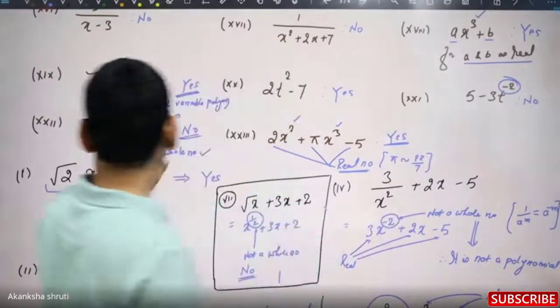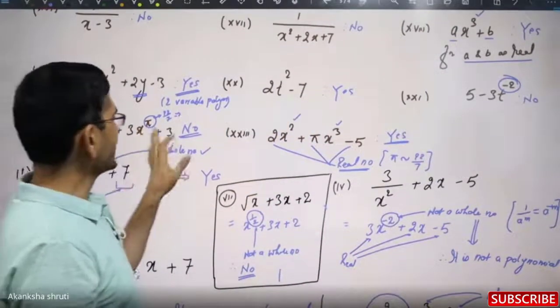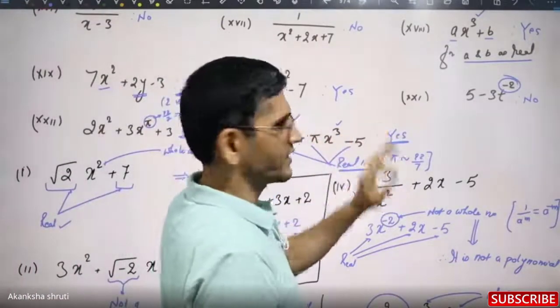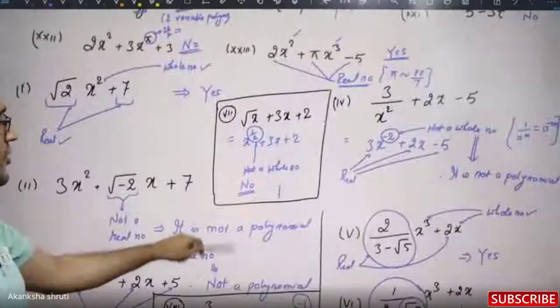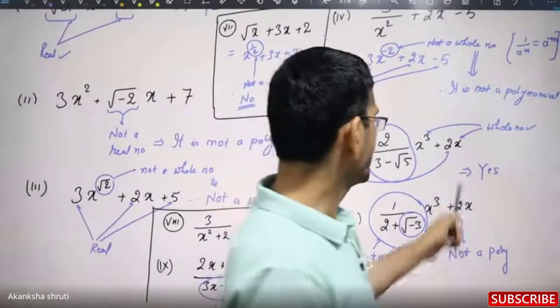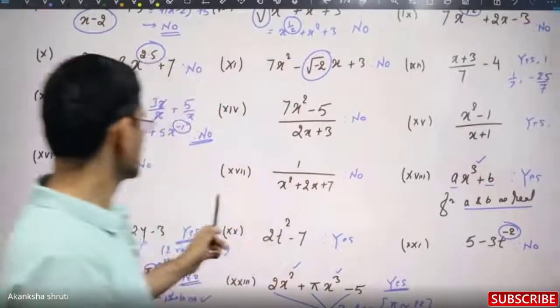So if pi is coming in the power of x, then the answer will be no. But if pi is coming in the coefficient, the answer will be yes. Okay. So this was all about determining polynomials. Today we have learned to identify polynomials, their degree, and their coefficients. So this was all.